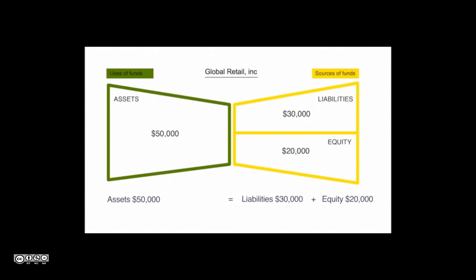The nature of one side of the accounting equation is sources of funds. The nature of the other side is uses of funds. The nature of one side is assets. The nature of the other side is claims upon the assets. In quantity terms, both sides amount to $50,000, but that's where the equivalence ends.